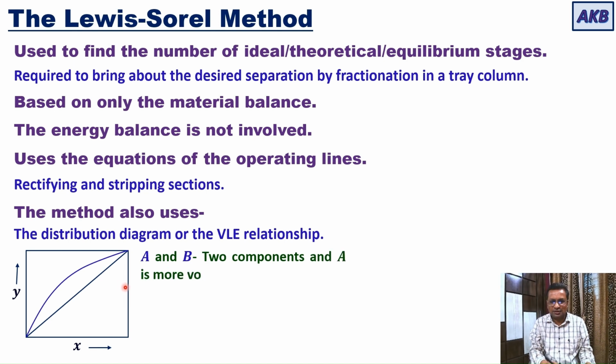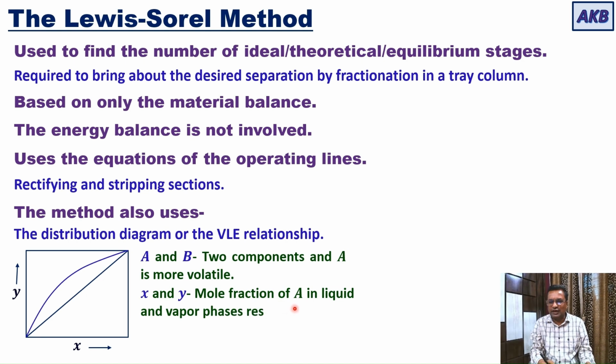In our discussion, we are going to consider a system of two components. Which are these two components? A and B. And out of these two components, A is the more volatile component. That means A has a lower boiling point and a higher vapor pressure if you compare with B. And x and y are mole fractions of A, the more volatile component, in liquid and vapor phases respectively.